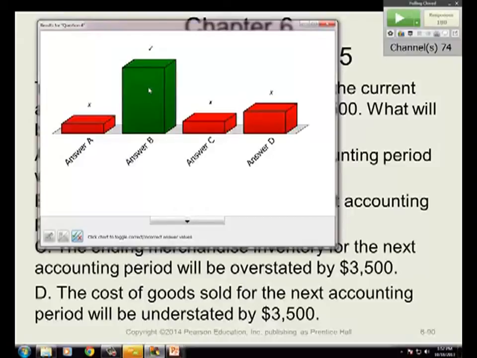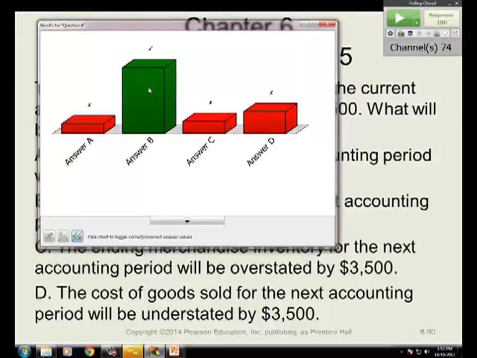Net income for the current period would be understated. Of course not. We just said that 1,000 times. So B is the correct answer. Ending inventory for the next period. So you see, actually a lot of people did C. If you did C, you just didn't read it.